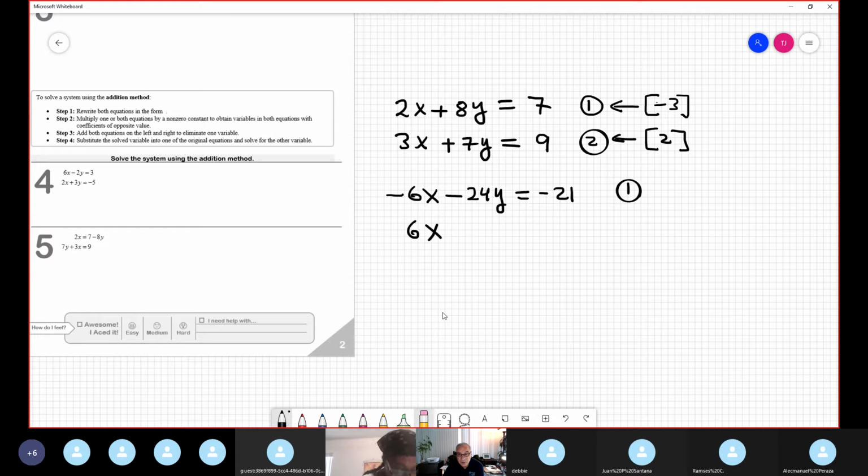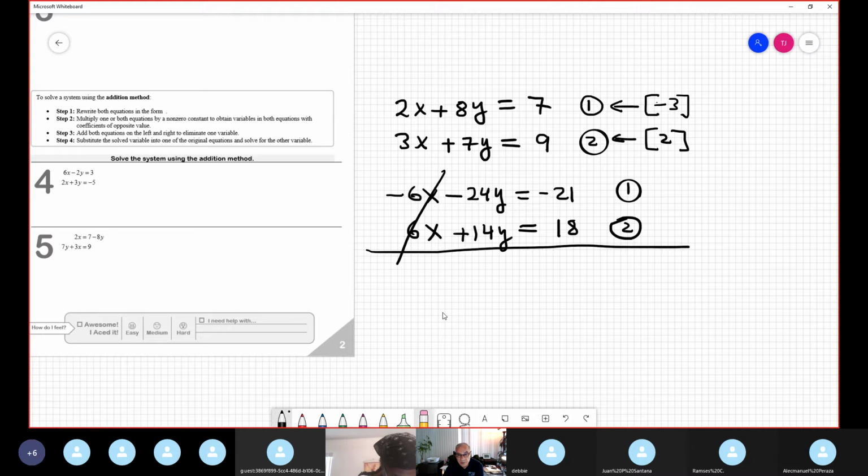This is 14, but positive 14. And here we have 18, no? 18. It's equation number 2. Now, cancel out. This and this together is minus 10y. This and this together is minus 3, no? Minus 3. Yes. Divided by negative 10. The y value is positive 3 over 10.